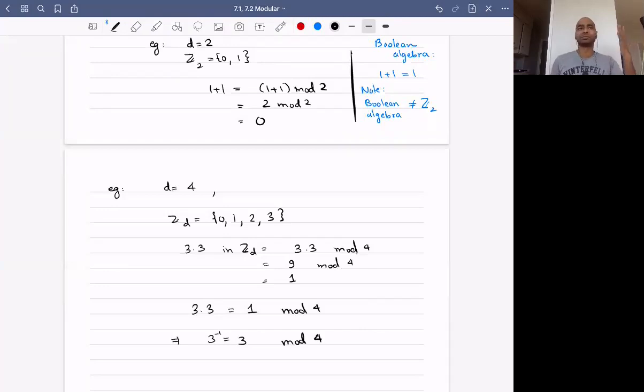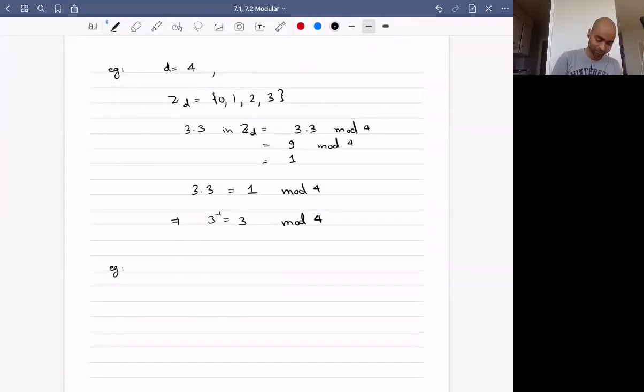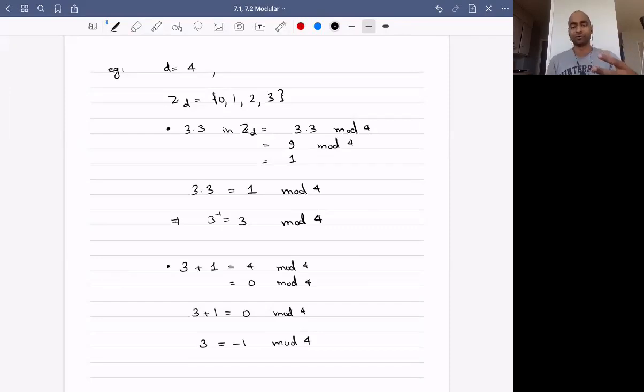Just like in the real numbers, -1 is its own inverse. -1 times -1 is 1. Similarly, 1 is its own inverse. 1 times 1 is 1. In the world of mod 4, 3 is its own inverse. If I try to do 3 plus 1, then this is 4 mod 4. I'm still in mod 4, and that is 0 mod 4 because the remainder is 0. So I'm seeing that 3 plus 1 is 0 mod 4. And so in the world of mod 4, 3 is actually -1 mod 4. So that is the additive inverse of 1 is 3. And the additive inverse of 3 is 1.